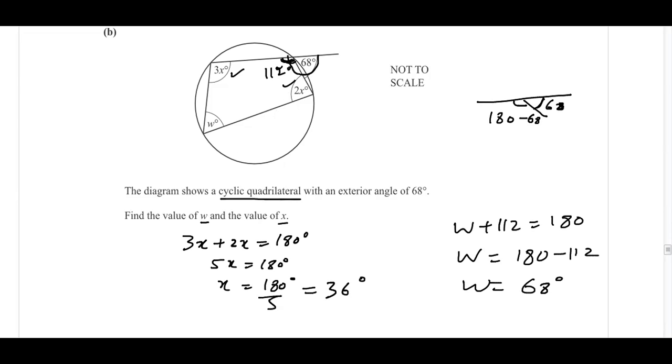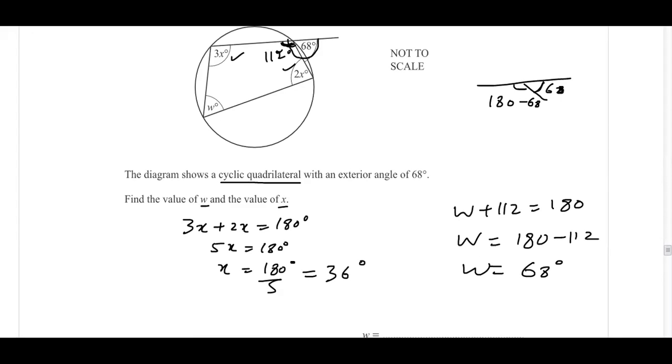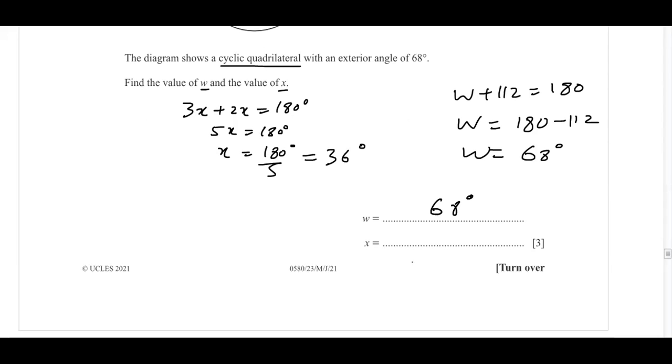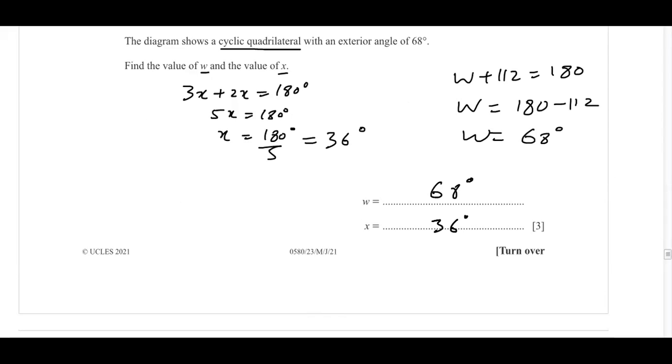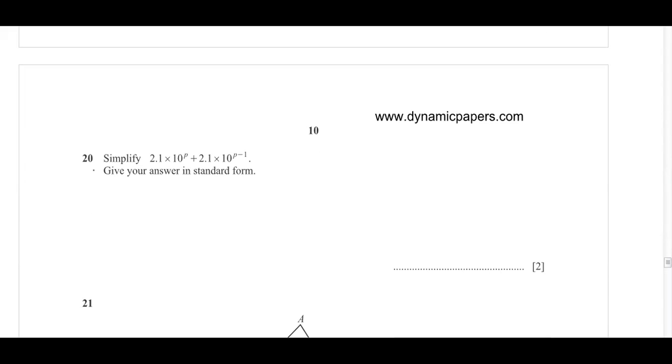Okay. So we got these values: for X 36 and for W 68. Clear? Any doubt in that? Please let me know. So W will be 68 and X will be 36. Now next, writing in the standard form, which is pretty easy, not difficult at all.